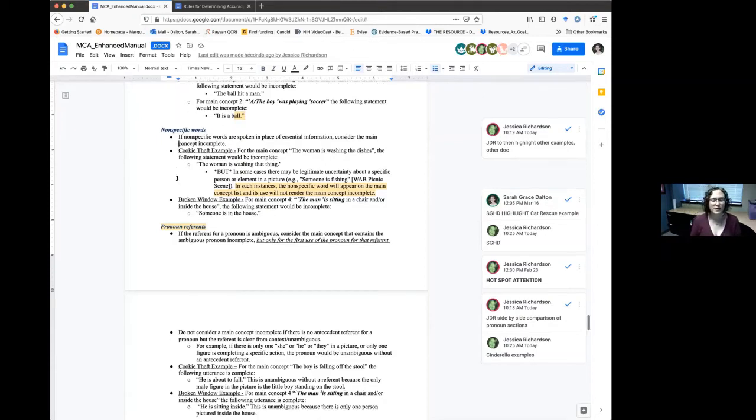The broken window is probably one of the hardest to give examples of this for, because it's a very, very concrete stimulus set.